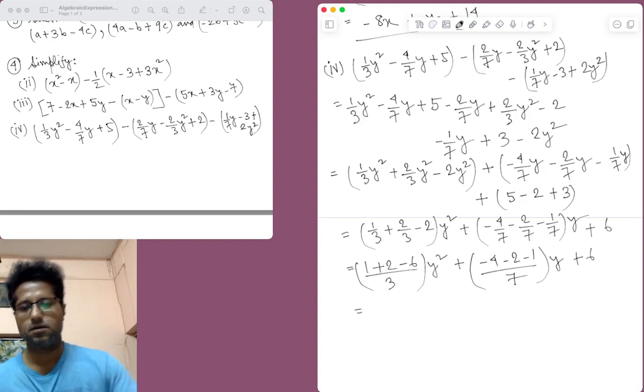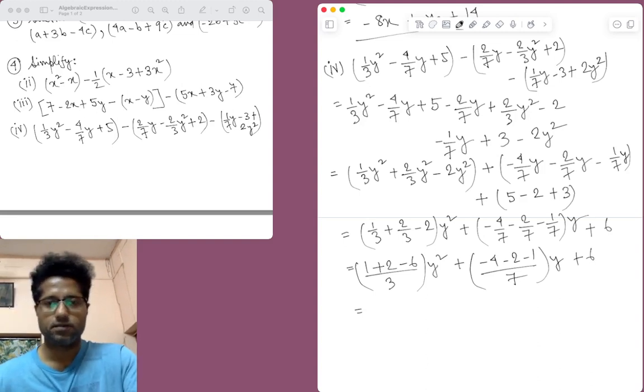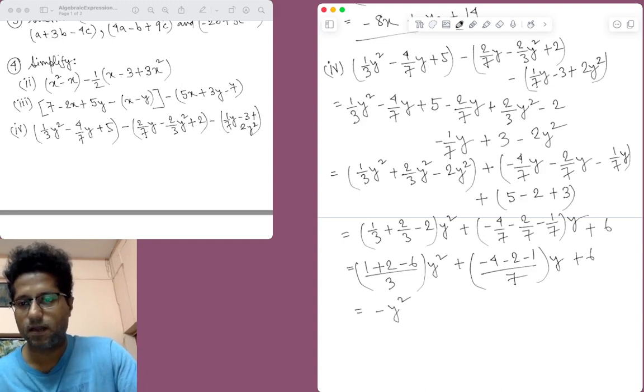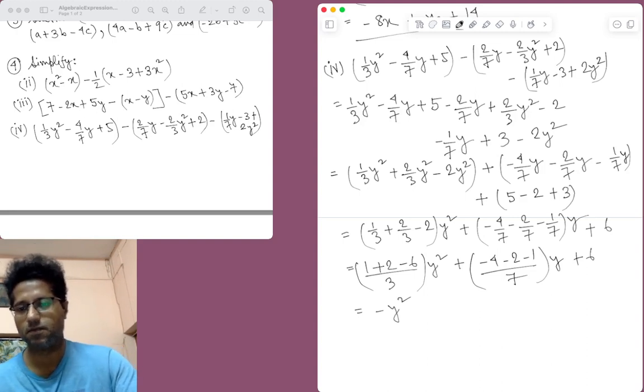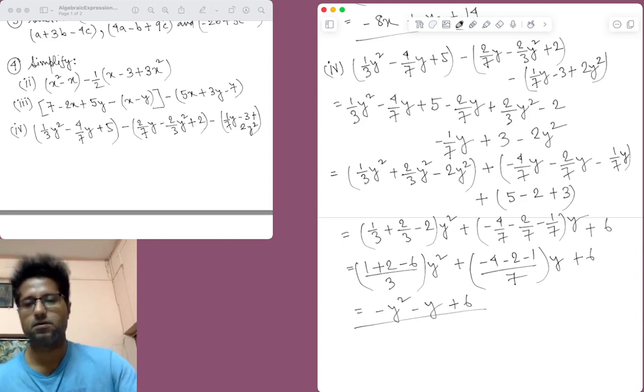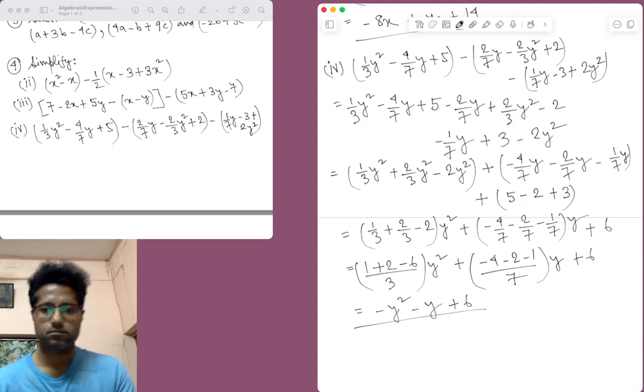Now 3 minus 6 is minus 3 divided by 3, that is minus 1. So minus y square, and minus 4 minus 2 minus 1 is minus 7, so minus 7 divided by 7 is minus 1, so this is minus y, and this is 6. This is the answer.